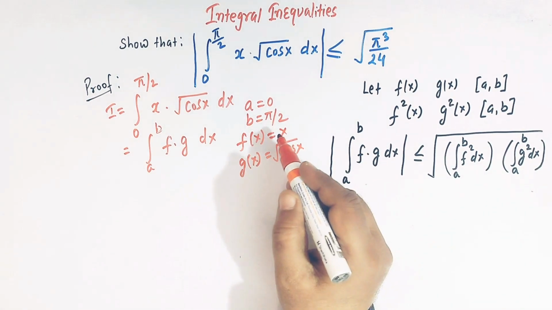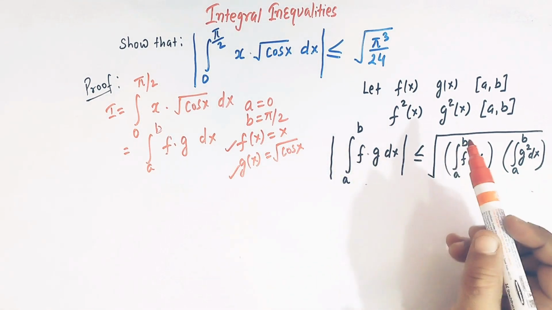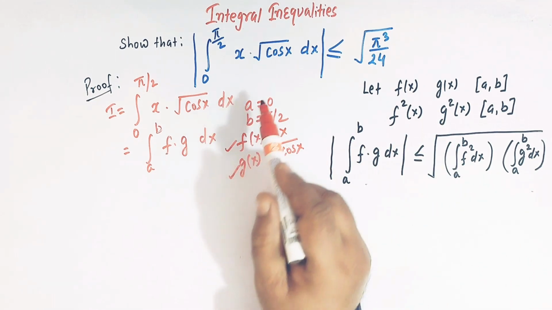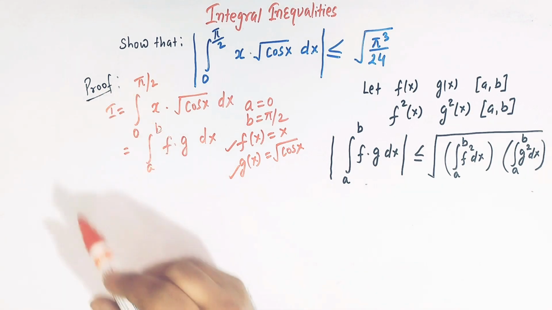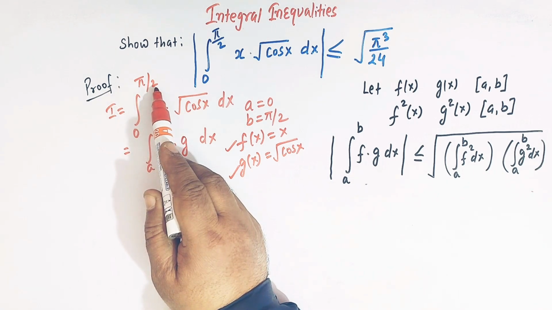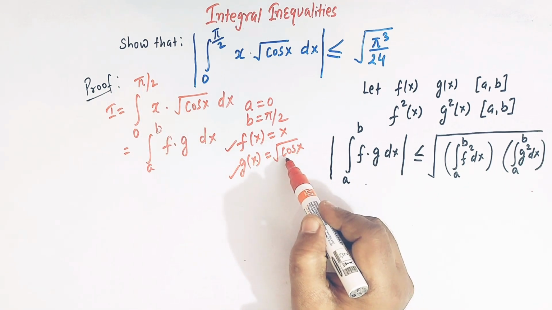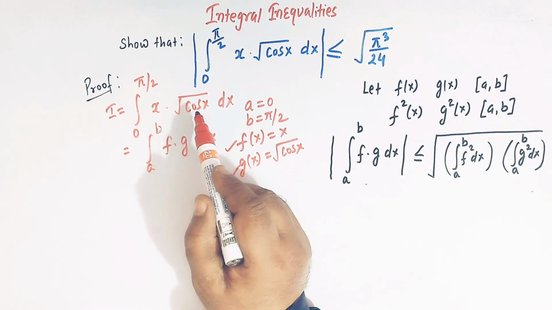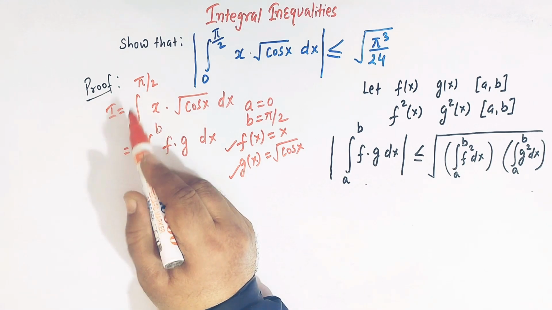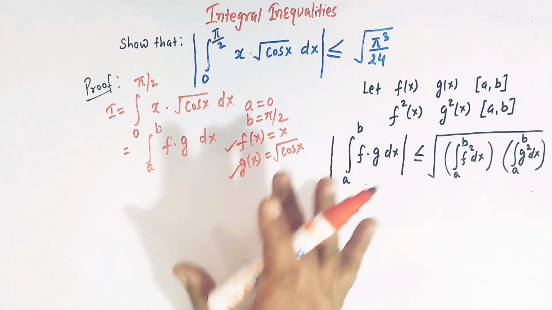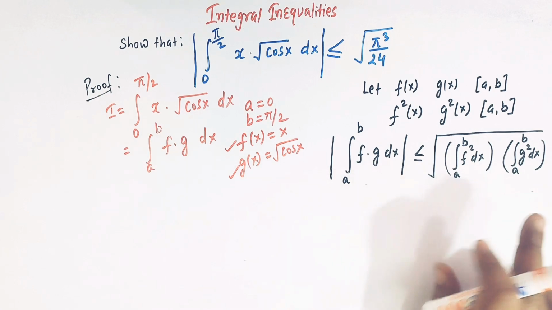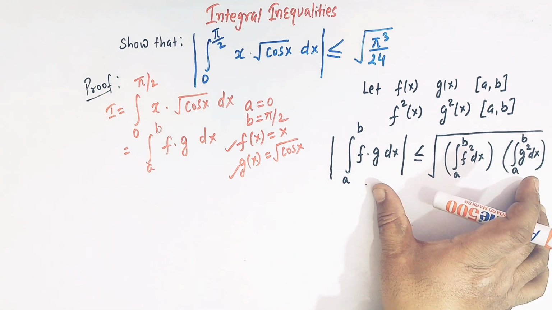So now we can easily see that both these functions are integrable, and their squares are also integrable in the interval 0 to pi by 2. And moreover, x is positive in the interval 0 to pi by 2, and similar is the case with the cosine function, because the cosine function is also positive in the first quadrant, and the limits go from 0 to pi by 2. So let us substitute these values in this integral inequality.